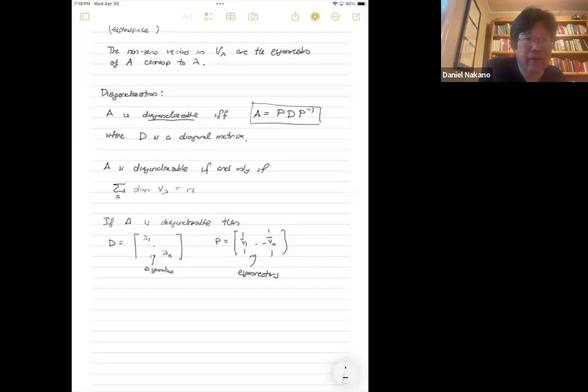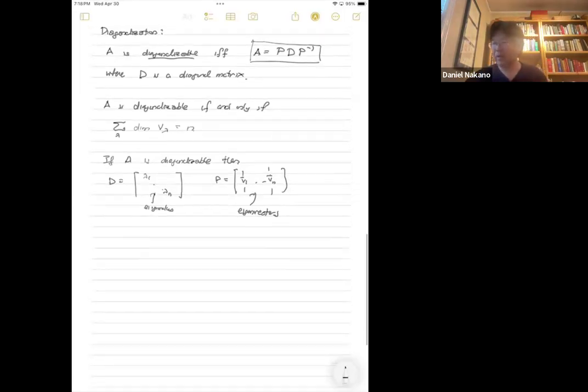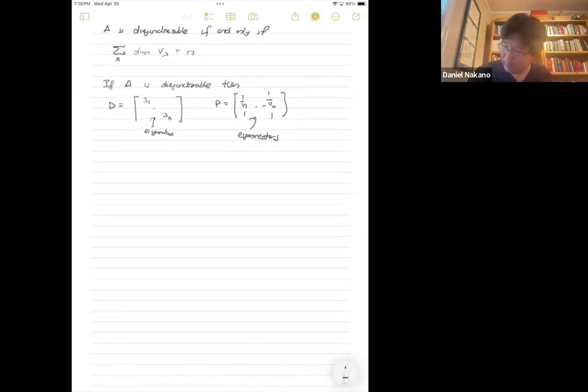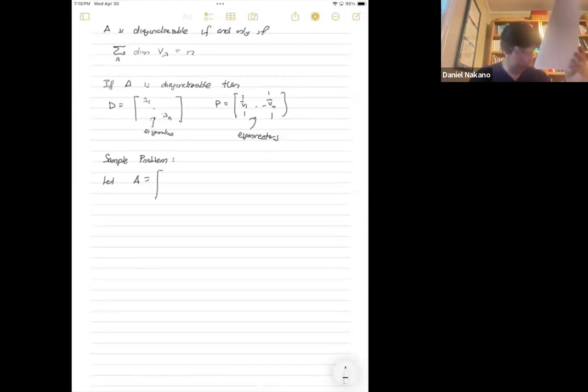So I have a sample problem for you to try at home, which you should work out on your own. Let A be equal to the following matrix. I have 4, 0, minus 2, 2, 5, 4, and 0, 0, 5.